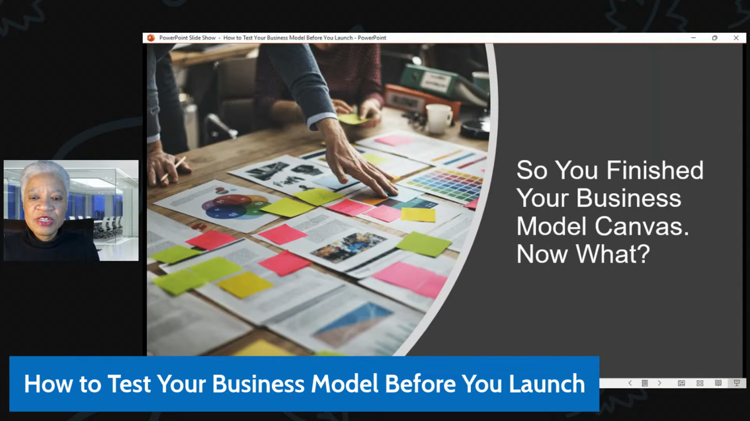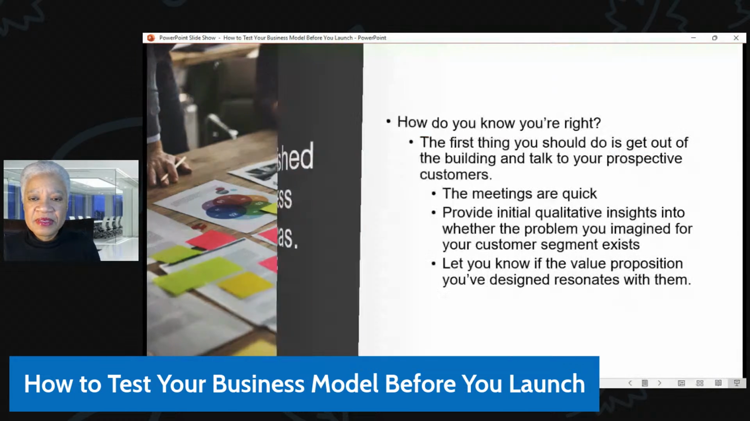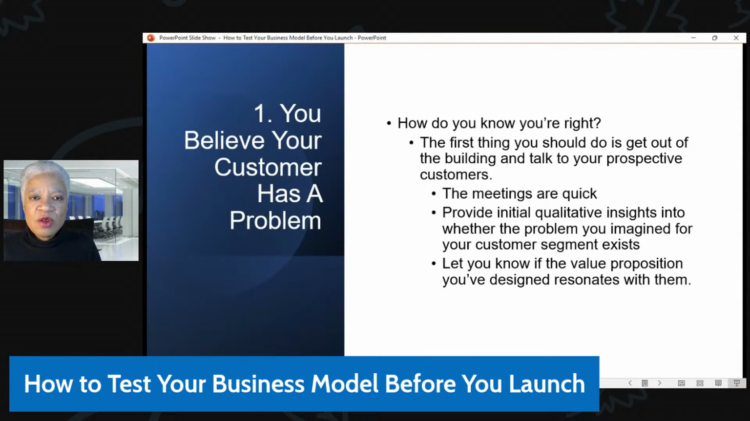All right, so you finish your business model canvas. What are the next steps? One way you can test, we're going to go over 4 different ways that you can test your product idea or your service idea. This happens when you believe your customer has a problem. Why do you believe that the customer has a problem?